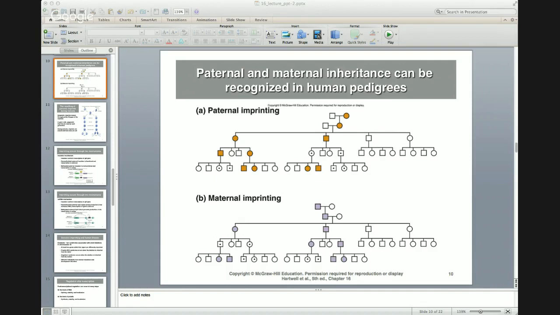Okay, so those are the two mechanisms. We have the insulator mechanism for imprinting, and then we have the ncRNA mechanism for imprinting. Any questions?